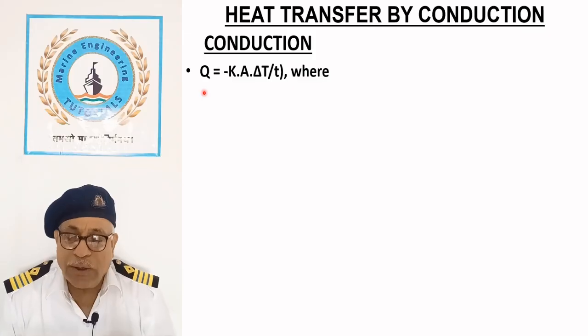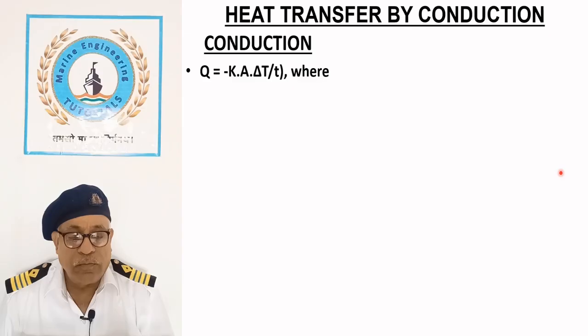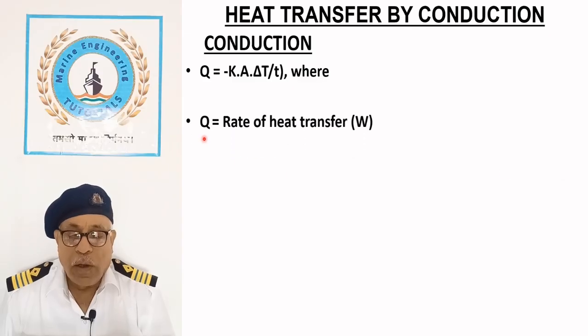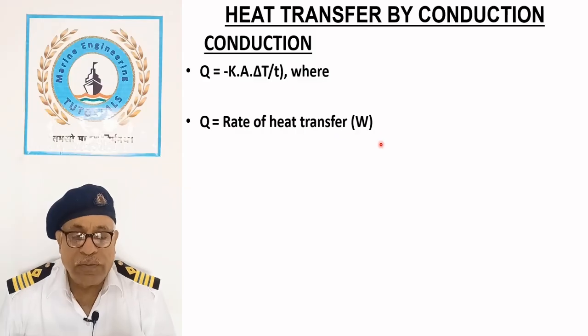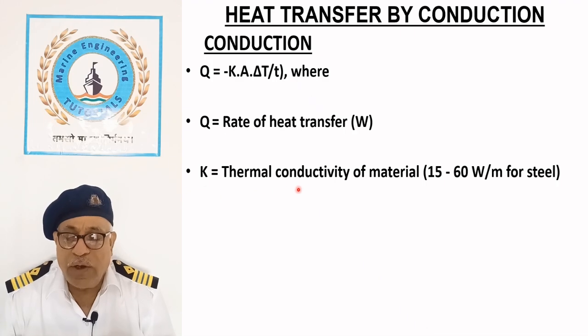It is mathematically expressed as Q is equal to minus K into A into delta T by T, where Q is the rate of heat transfer in watts, K is the thermal conductivity of the material, typically 15 to 60 watts per meter Kelvin for steel.